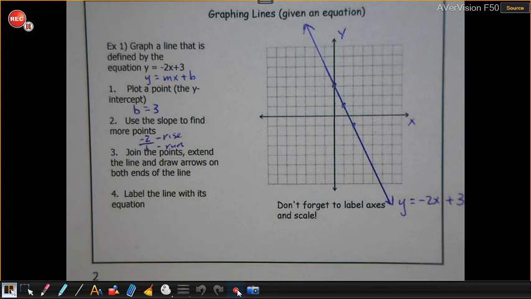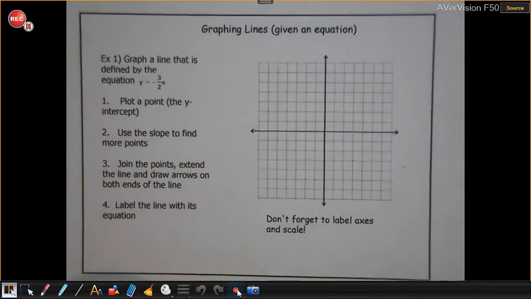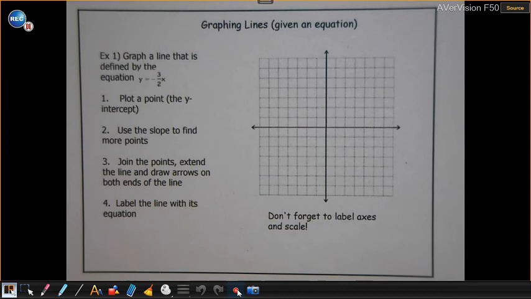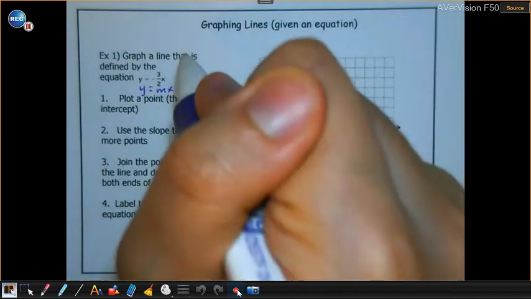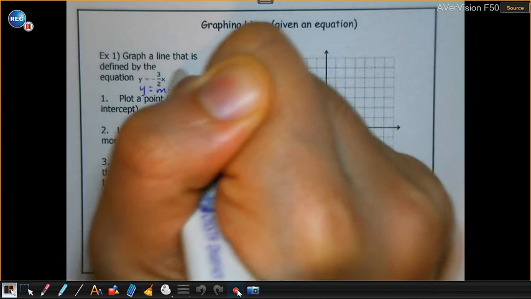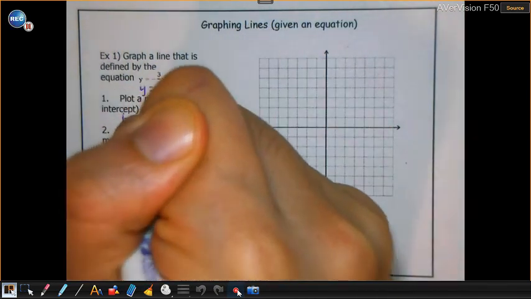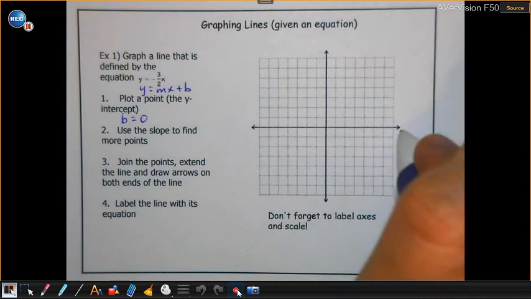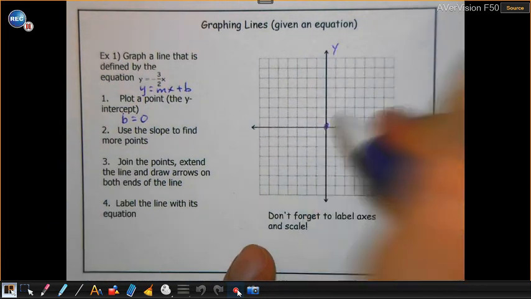So let's go for another example where we're graphing a line given an equation. This time the equation is y equals to -3/2x. So the point that's given, we know it's the y-intercept, but there's nothing after the slope. If there's nothing after it, that means the y-intercept is just 0. Label the axes. Y-intercept is 0, so it's right at the origin.